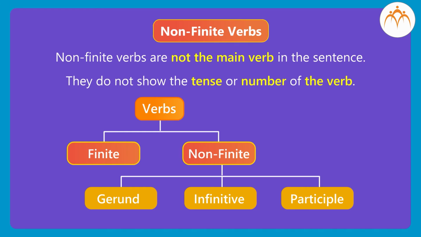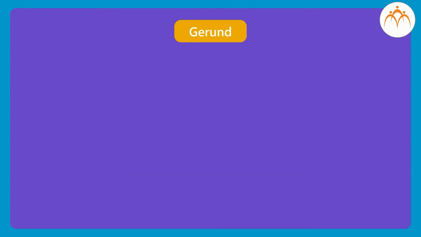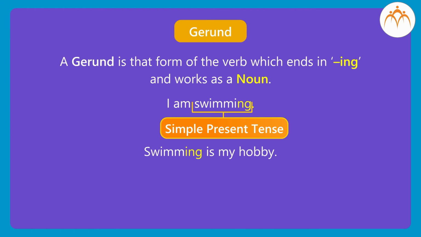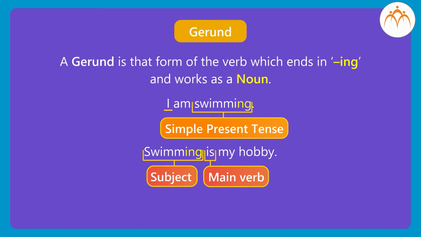Now let us study these types in depth. Gerund. A gerund is that form of the verb which ends in -ing and works as a noun. For example, I am swimming. Swimming is my hobby. The word swimming in sentence 1 is a pure finite verb in simple present tense, showing the action of the subject I. Whereas in sentence 2, 'is' is the main verb and the word swimming is working as the subject.